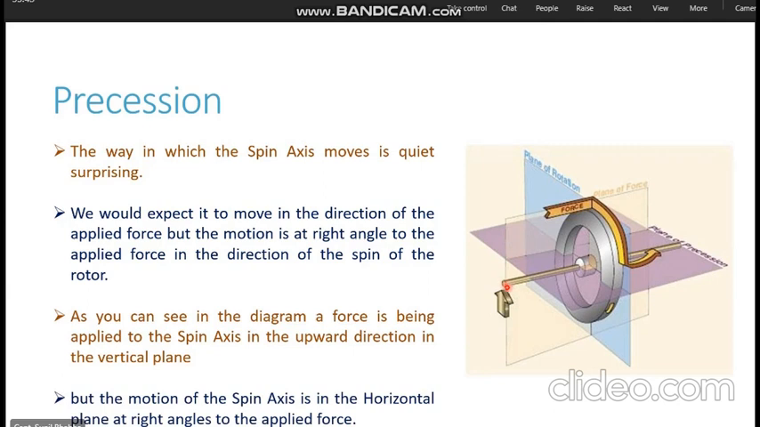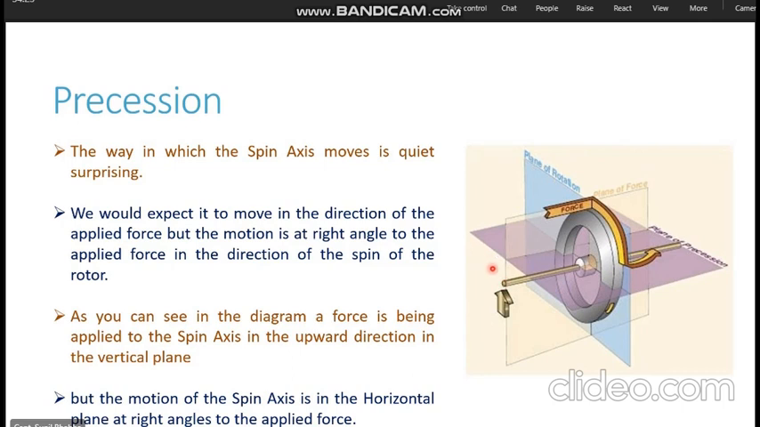How will the motion be? The spin axis is not going to move up. The rotor is rotating clockwise, so the spin axis will move in such a way as if this force has been turned by 90 degrees in the direction of spin. If the force was being applied in this particular way and the rotor is moving clockwise, it will move as if the force has been turned 90 degrees and is being applied in this particular direction, like this.